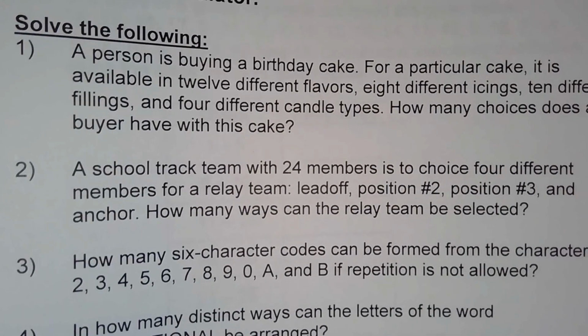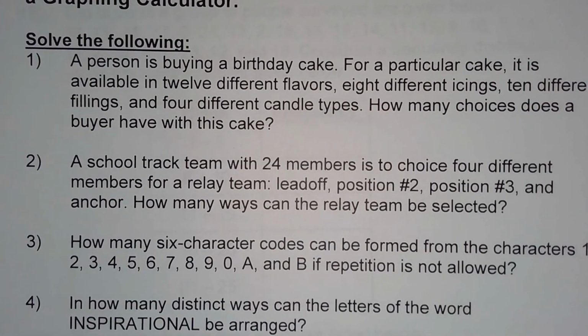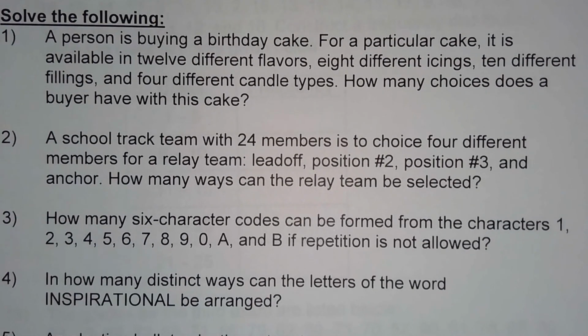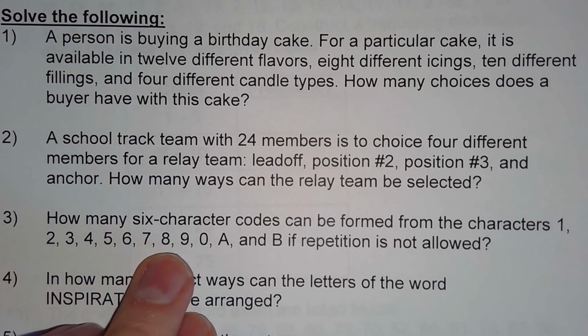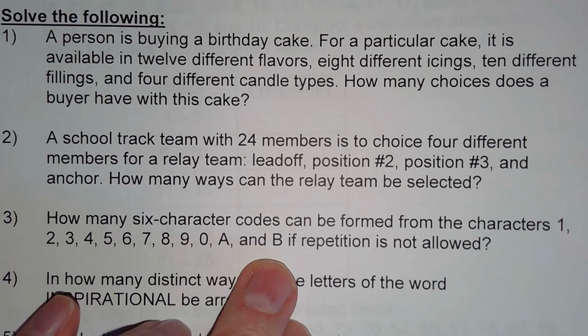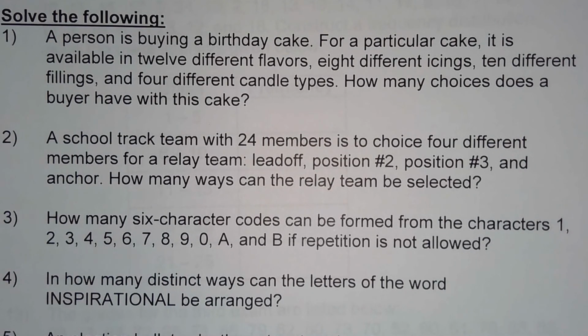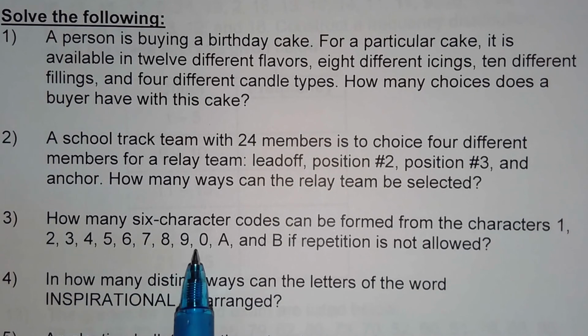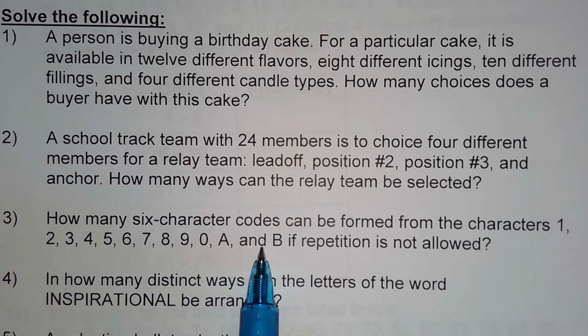Let's try number 3. How many 6-character codes can be formed from the characters 1, 2, 3, 4, 5, 6, 7, 8, 9, 0, A, and B if repetition is not allowed? So again, this is going to be a permutation. We've got a total of 12 characters. There's the 10 digits plus A and B, and we're picking 6 of them.